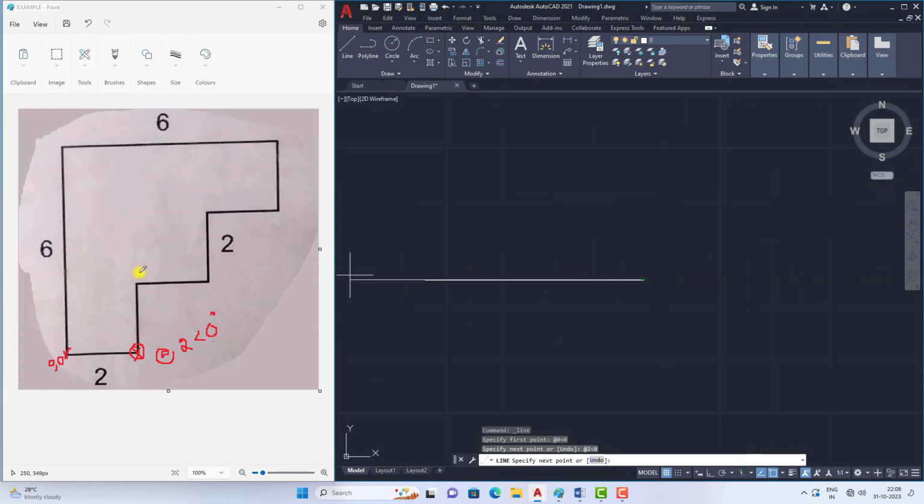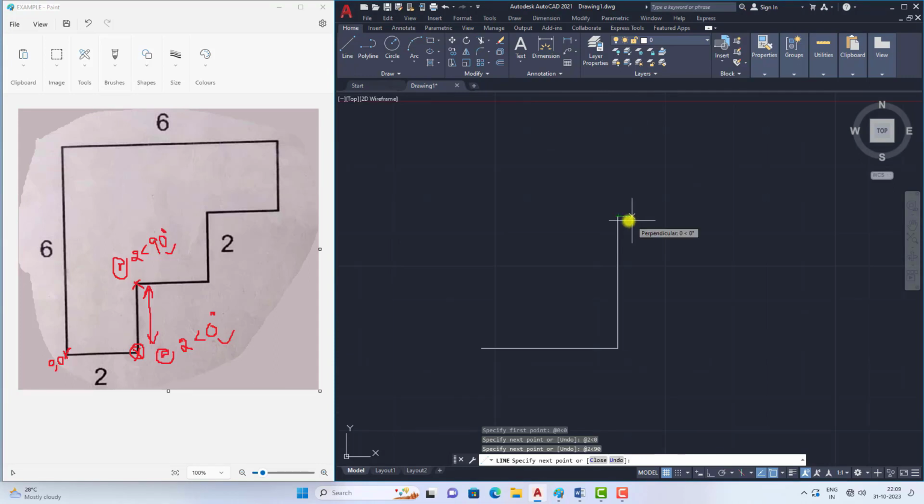So now if you want to go to here, what should you do? We need to move 2 in the upward direction. So the distance is 2 and less than, the corresponding angle is 90 degree, because from this point I am going upwards. Before, I was going rightwards from the origin point, so here 90 degree is the corresponding angle. So now @2<90, press enter. See, the point is appearing here.